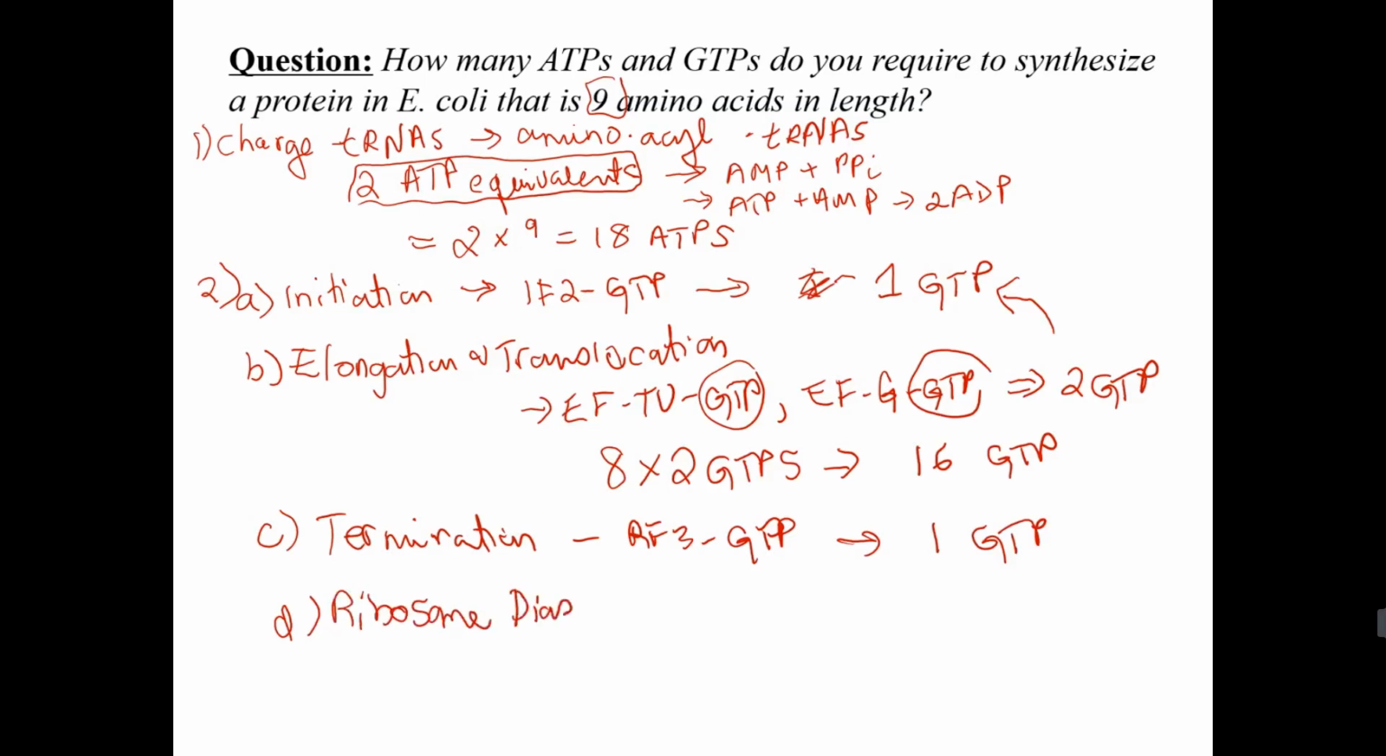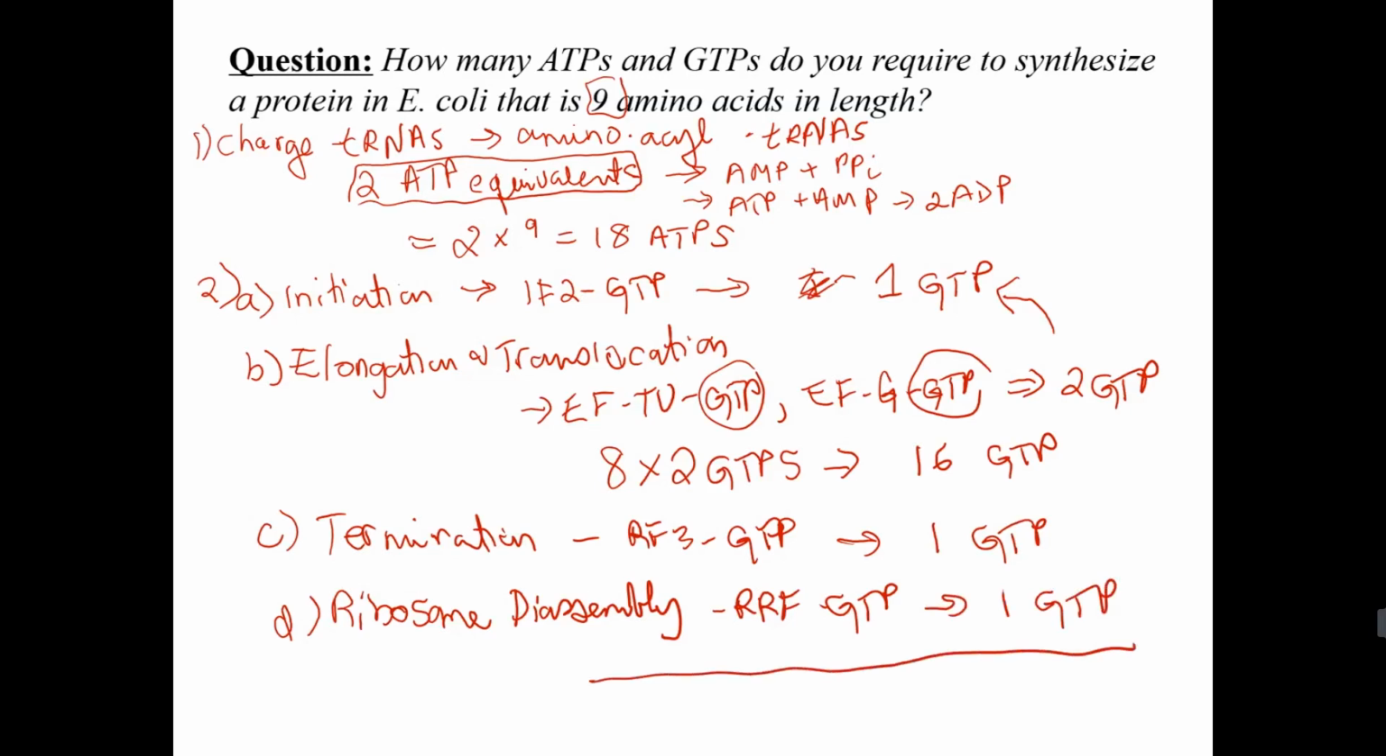Disassembly using RRF bound to GTP. And again, that's another one we need. So then we can add up how many ATPs and GTPs we need.